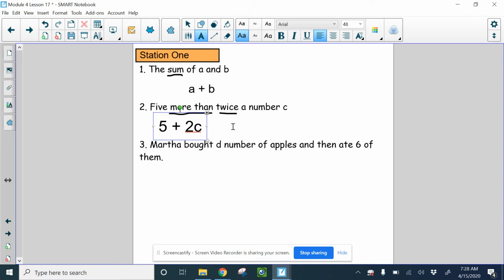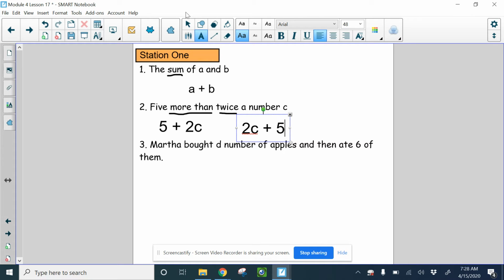Now, I could also, because more than sometimes is also one of those turnaround words, I could say 2C plus 5. Remember, we learned in class the commutative property that tells me when I'm using addition, I can add in any order. I can't do that when I divide or when I subtract, but I could say that 5 plus 2C and 2C plus 5, they're actually the same exact expression. So you guys kind of need to realize that they both mean the same thing.